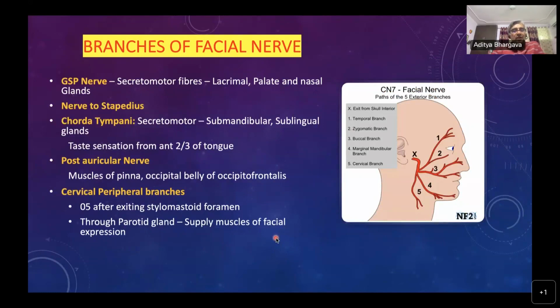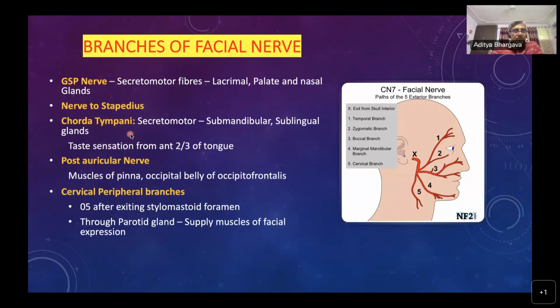GSP nerve, now I will tell you about the fibers of the nerve. GSP nerve has got secretomotor fibers for lacrimal, palate, and nasal glands. The GSP nerve is joined by the deep petrosal nerve, that is the nerve which arises from the sympathetic plexus, and then it becomes the Vidian nerve, goes to the pterygopalatine ganglion, and then it supplies the lacrimal, palatal, and nasal glands.